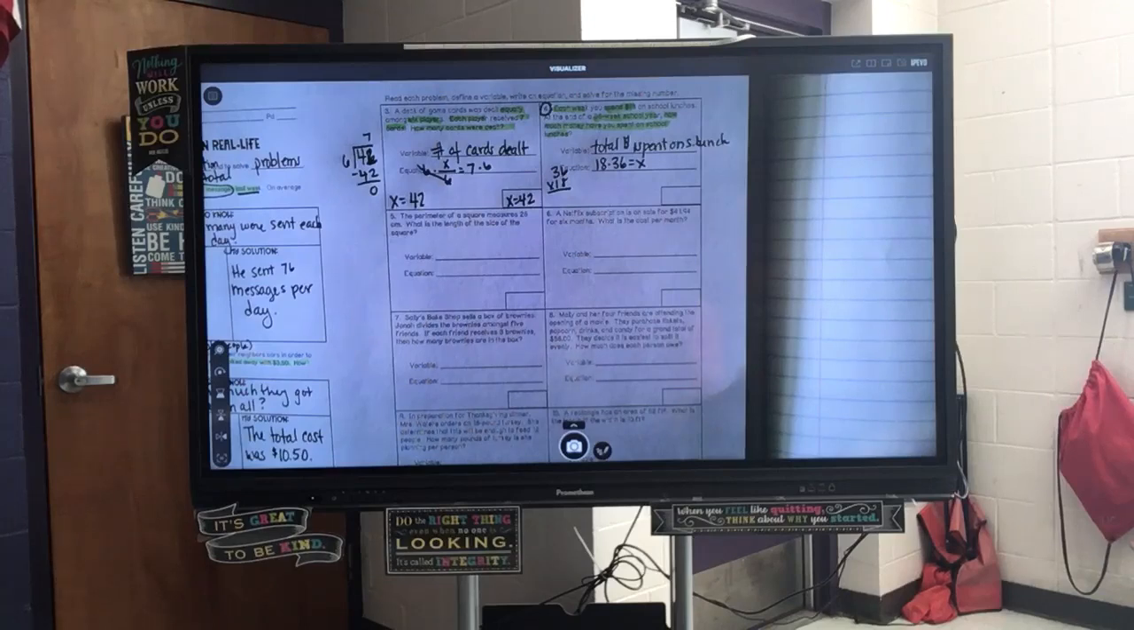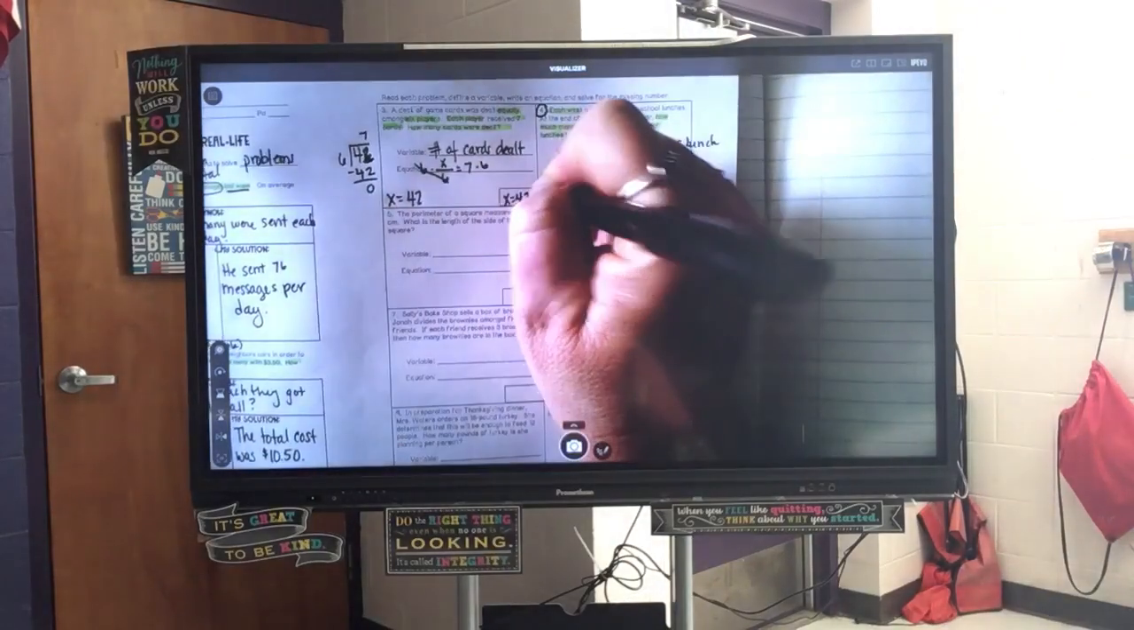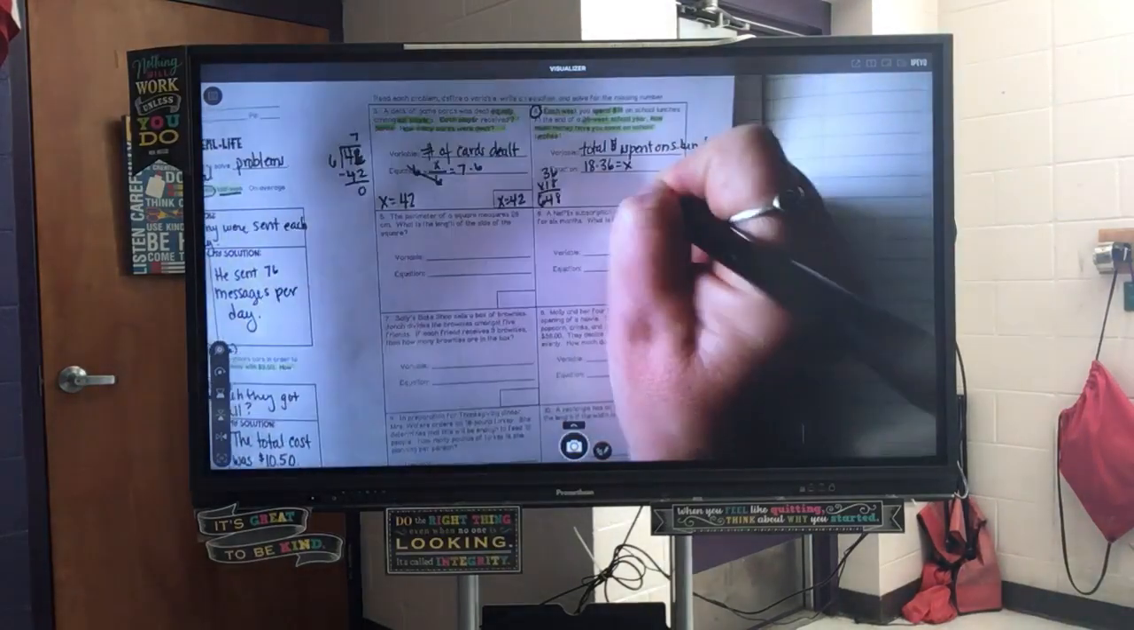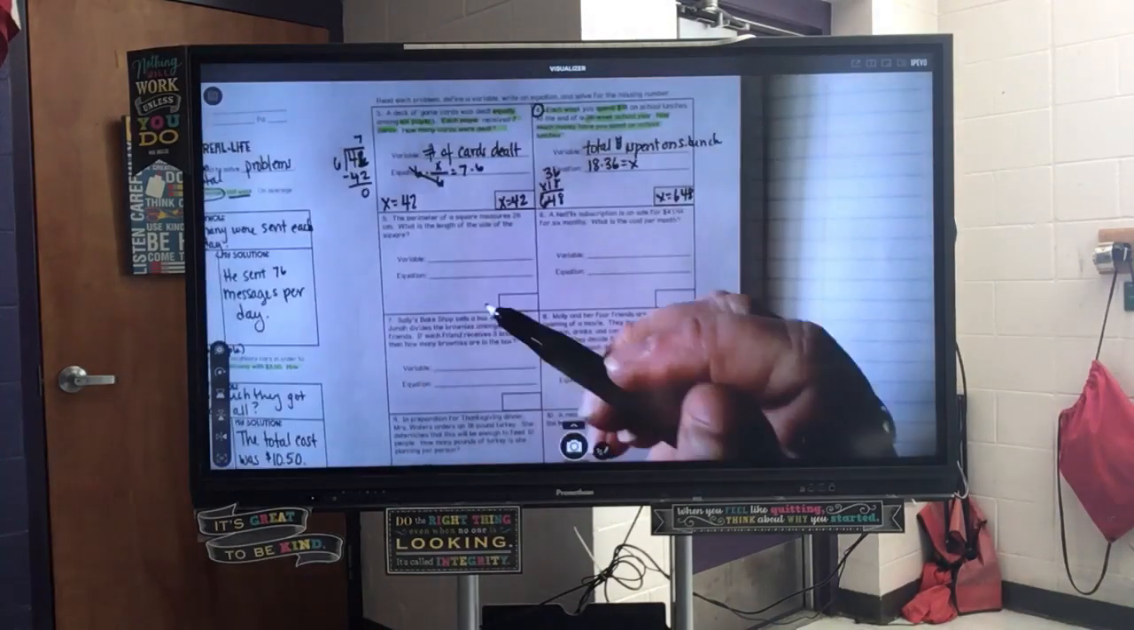Zoe B, what did you come up with when you did 36 times 18? Not 780. Not 640. What'd you say? You said 648? Yes. So you spent $648. So x equals 648. I want you to do number 5 as a group.